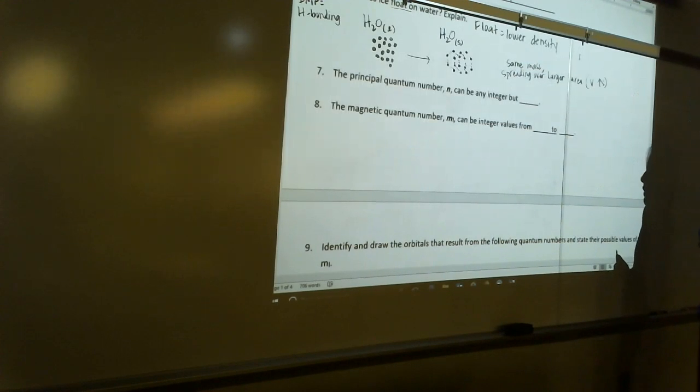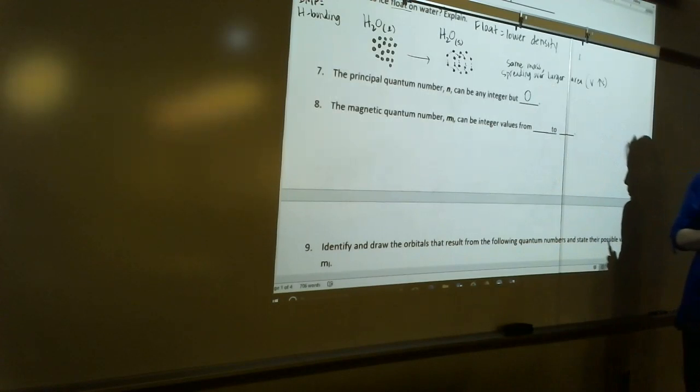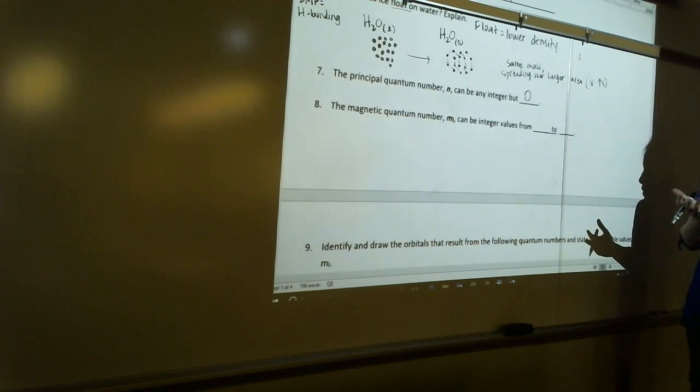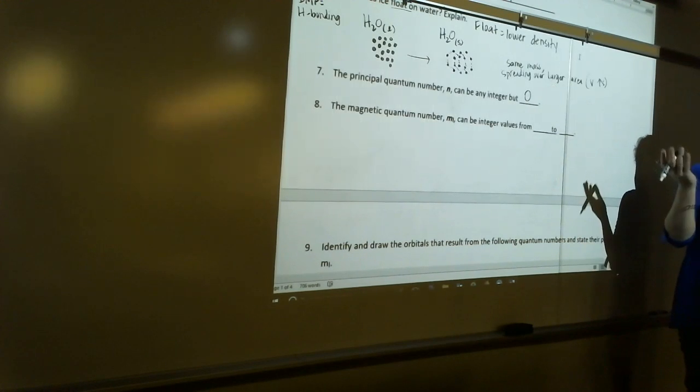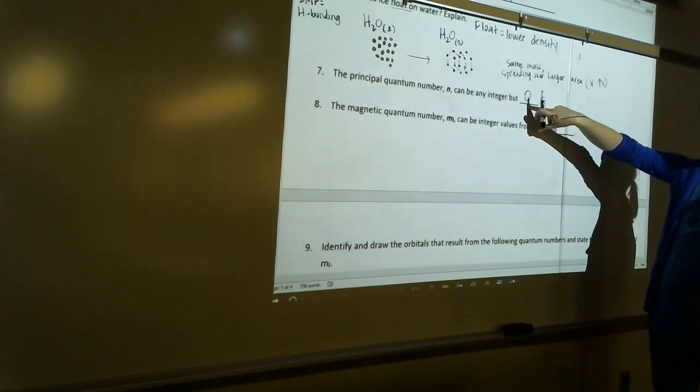All right, let's talk about 7. The principal quantum number n can be any integer but 0. Why can't the principal quantum number be 0? There's not a 0 level energy level, right? If I said, draw a circle with a radius of 0, you wouldn't draw a circle. There's no such thing as a level 0 energy level. That would be a circle with a radius of 0.